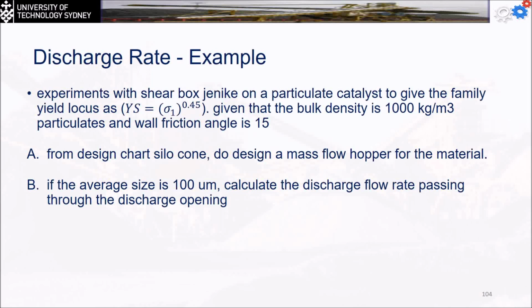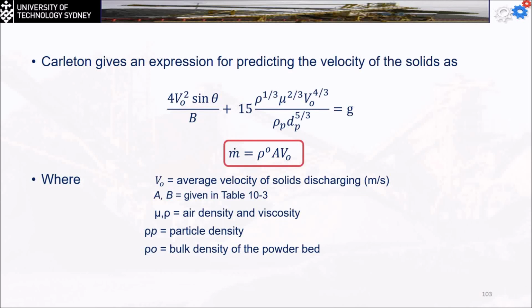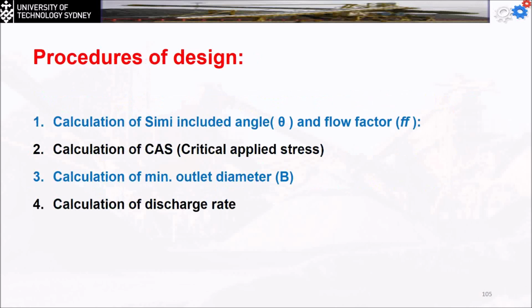So the procedure of the design: now we don't know what the value of the theta or the FF is. We have to find that. We don't have data as we had before to calculate the value of the delta, but we have the delta W. From having the FF, from the parameter we are going to get from the equation, we can find the CAS value. Then we can calculate the value of the minimum outlet diameter. Then we can do the calculation for the discharge rate.